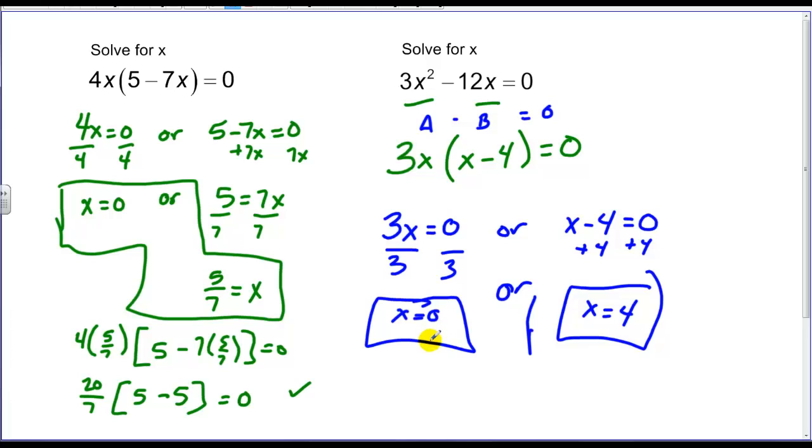And this one's a lot easier to check. If I plug 0 in, 3 times 0 is 0, and 0 times anything is 0. In this case, I have 3 times 4 multiplied by 4 minus 4. And 4 minus 4 is 0, and 0 times anything is 0. So it checks.